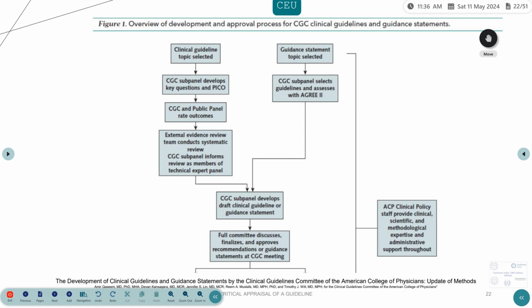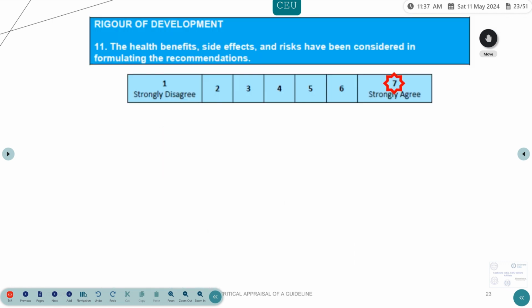So as sir had said about a flow chart of how a guideline is made: the topic is selected, develops the PICO, the CGCA public panel rates the outcomes which we saw, and then external evidence review, the systematic review, is done by the panel. Also at the same time, they do it with the AGREE tool. In agreement with the AGREE tool is how the guidelines have to be made. Then a clinical guideline and statement is done. The full committee then discusses, finalizes and approves the recommendations. So this was clear, this is how the recommendations are formed. We will come to the later part a little later on, but this was appropriately mentioned.